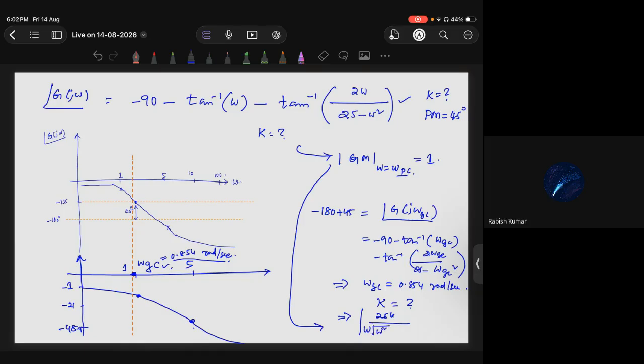So root over omega square plus 1, root over 4 omega square plus omega square minus 25 square. Make it equal to 1. Substitute omega is equal to 0.854. That is how you will find the gain margin. So here, gain margin, gain crossover frequency. Okay. So that is the solution. Are there any specific queries?